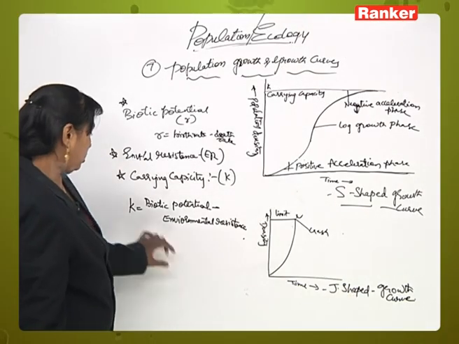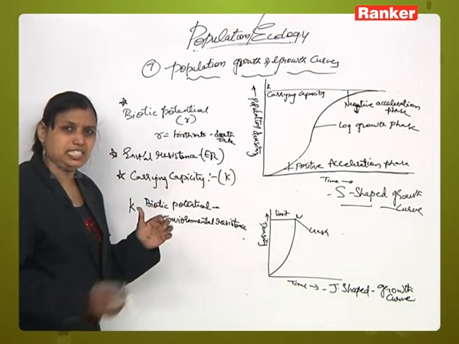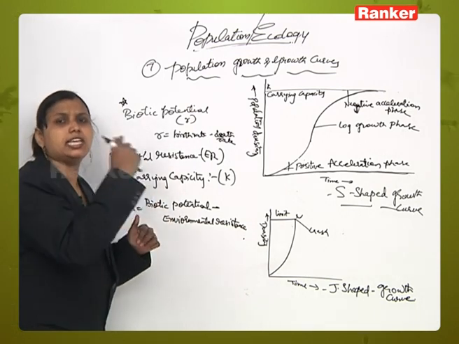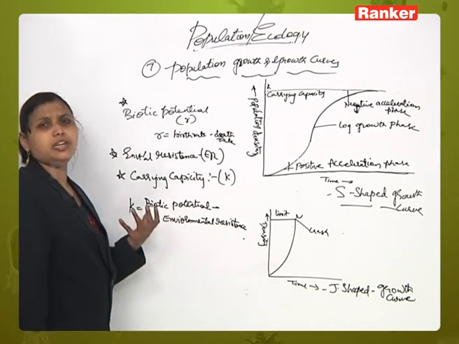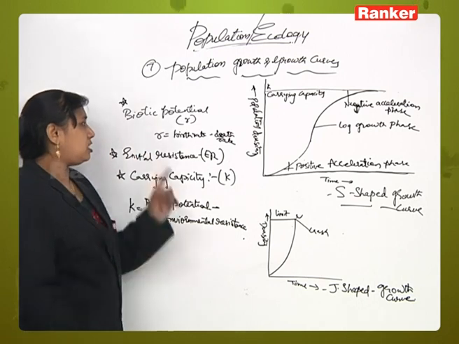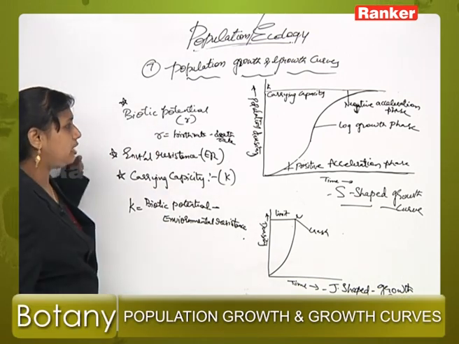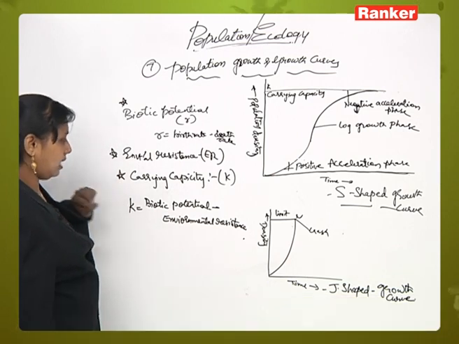Right. So, this is called the carrying capacity. In general, we can say the stage where there is no further increase in the population, where the stability of the population occurs, can also be considered as the carrying capacity of that particular population. So, these three terms are very important: biotic potential, environmental resistance and carrying capacity.